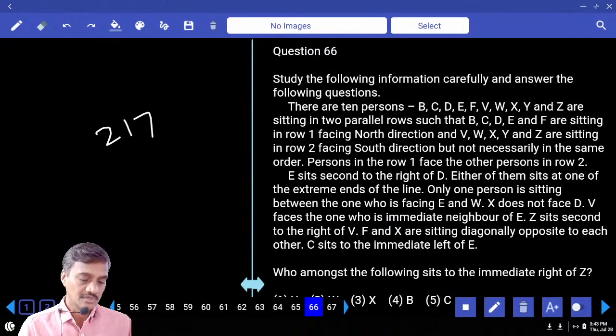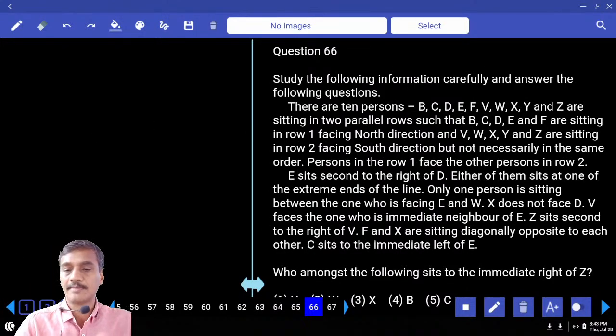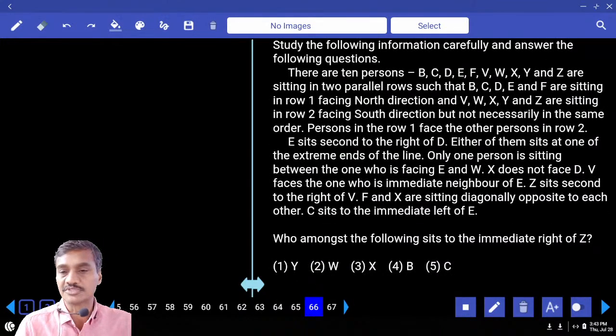Now this reasoning question starts from question number 66 onwards. First, question number 66, they are based on parallel rows. How many persons are there? 10 persons were there and they are seated in two parallel rows.